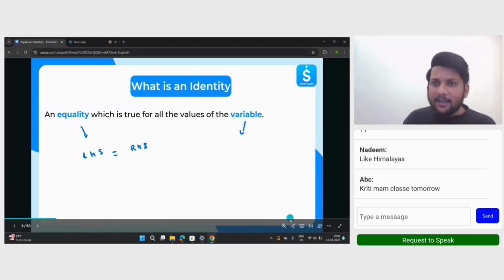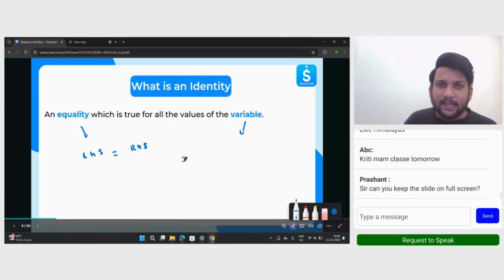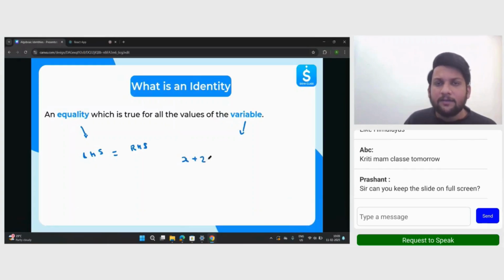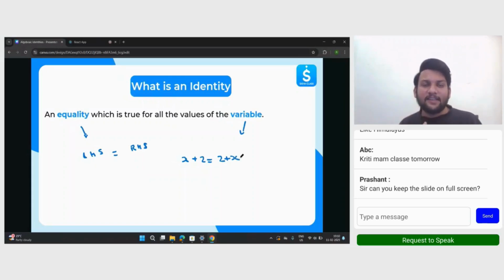For an example, I'll give you an example of an identity in mathematics. Suppose I have an equation, let's take x plus 2 equals 2 plus x. Now here it gets interesting. First of all, it should be true for all the values of the variable. Okay, let's take x as 1.